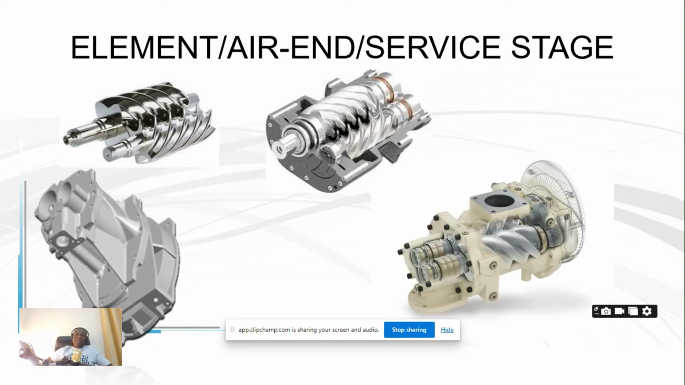This is the element. It is called an element. It is called an air end. It is called a service stage. So it depends on what you want to call it, whichever you remember, they are all correct. It is a screw, male and female rotor. You can see the male rotor, the female rotor. The female rotor always has a long edge. So these are all services.